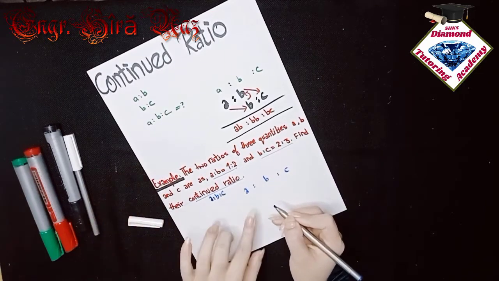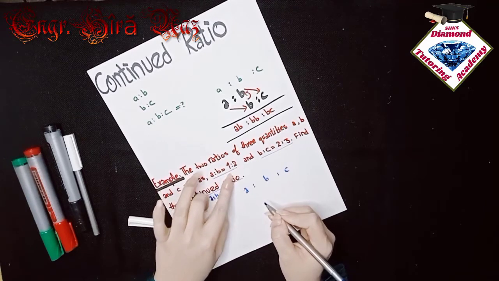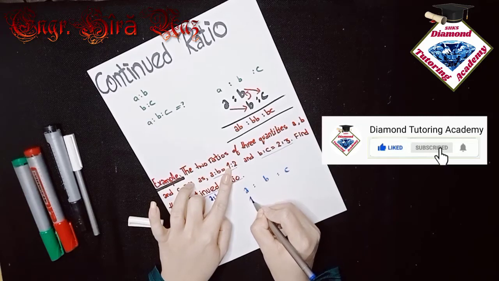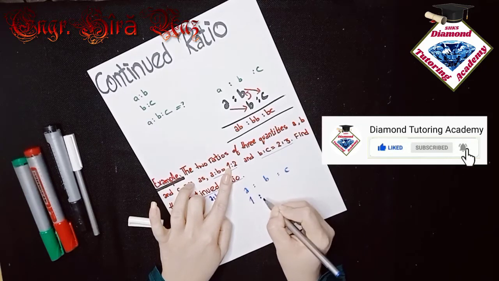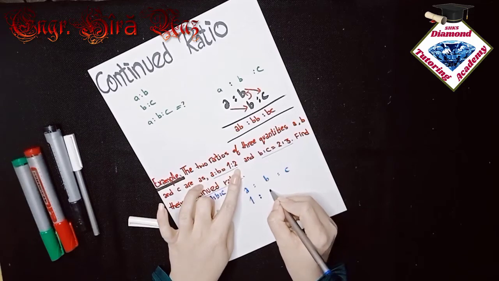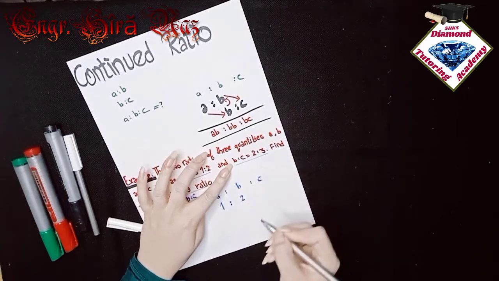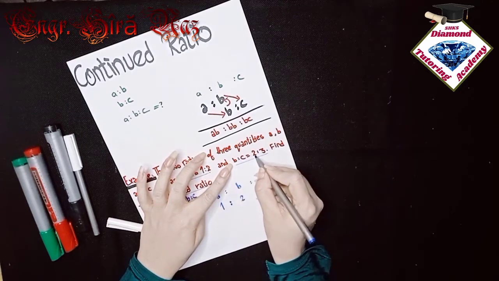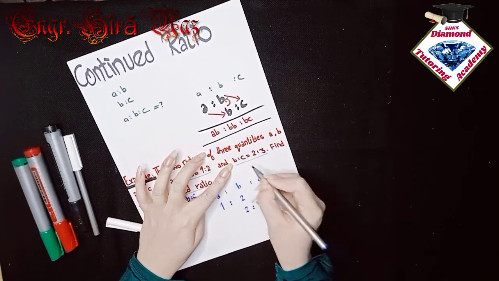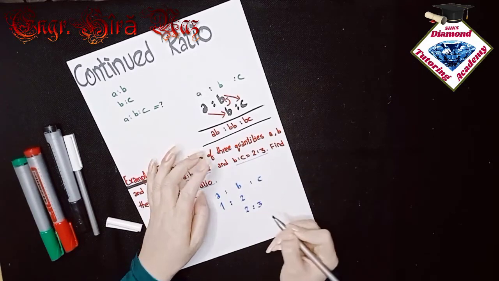Then we have to place the value of the first ratio, that is A ratio B is 1 ratio 2. So in the place of A is 1, we put here 1. Then we put the ratio sign, and 2 in the place of B. The next one is B ratio C. At the B place here is 2, so we put here 2 for the second ratio. And then the value of C is 3, so we put here 3.